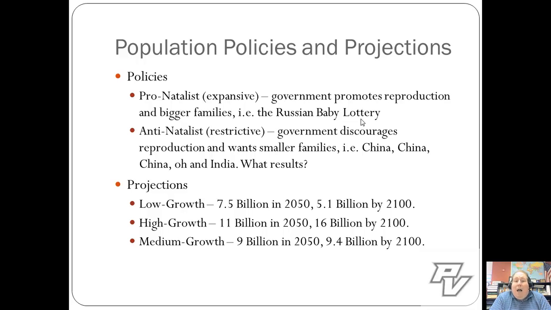Okay, policies that you need to be aware of. You need to be aware of both pronatalist and antinatalist policies. We've talked about both in class. Pronatalist policies are policies that attempt to expand the population. The government is basically promoting reproduction and bigger families.